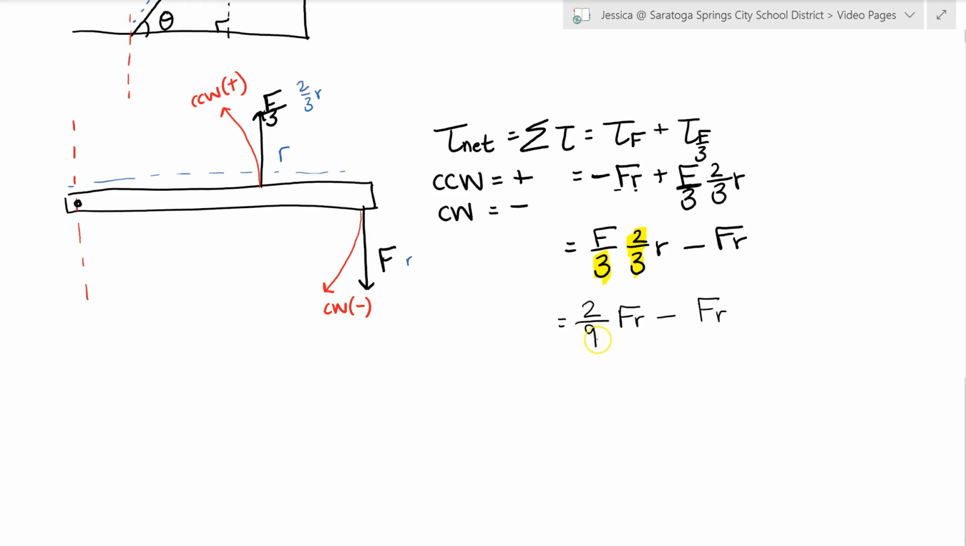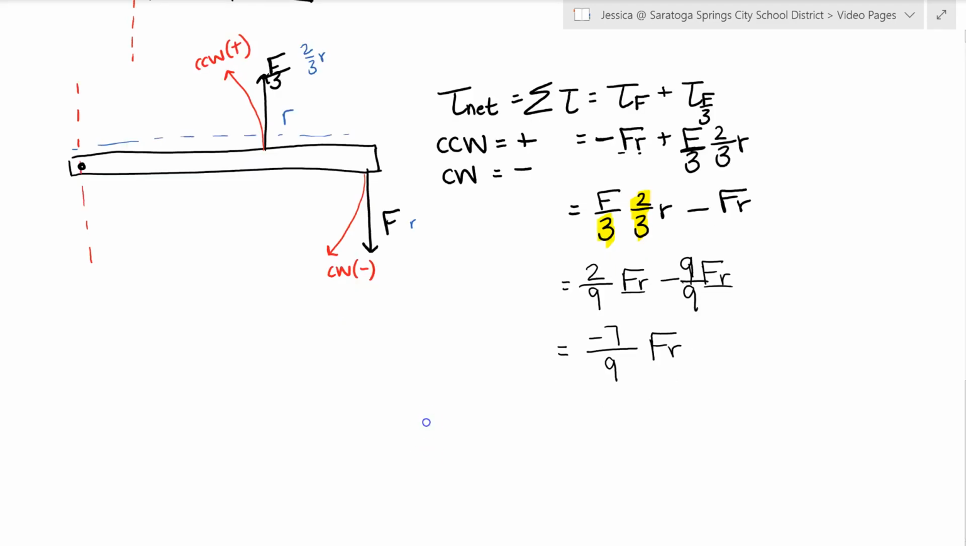So now we have to subtract fractions. These are like terms since the variables in it are exactly the same. So we're going to subtract 1 FR from 2/9 FR. But I need common denominators, so I'm actually going to make this 9/9 FR, which gives me 2 minus 9 is -7. And I don't change the denominator when I'm doing addition or subtraction. So I have -7/9 FR, and that's considered my net torque acting on this bar.